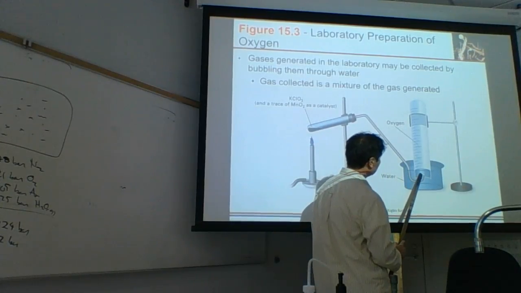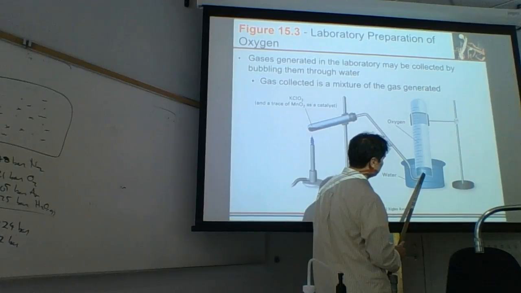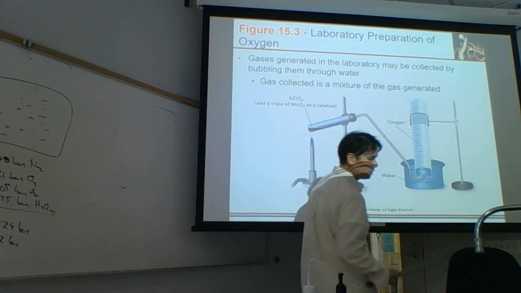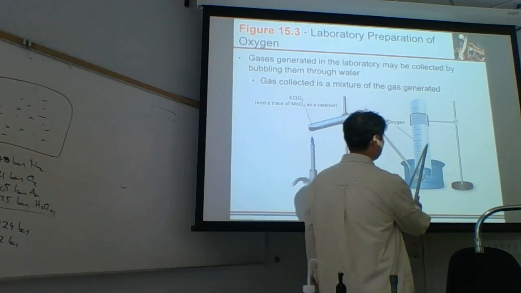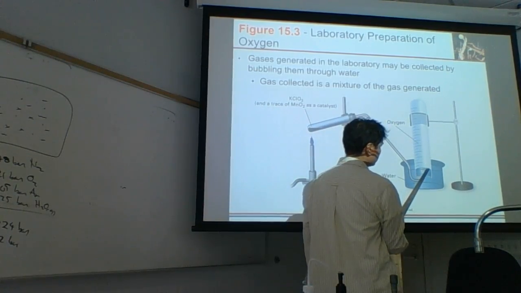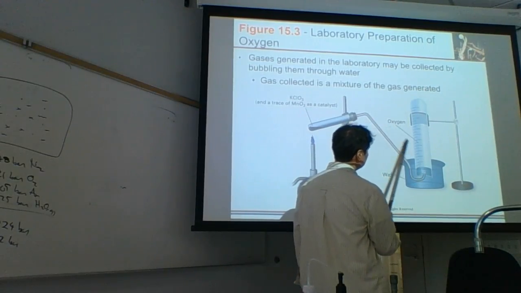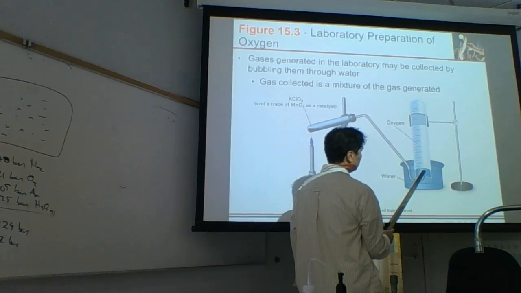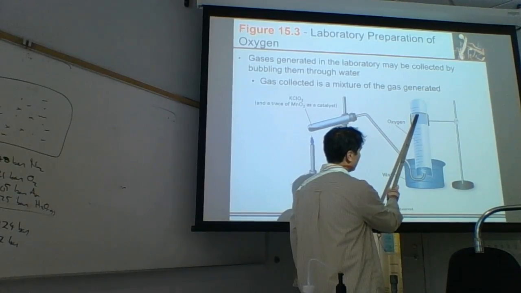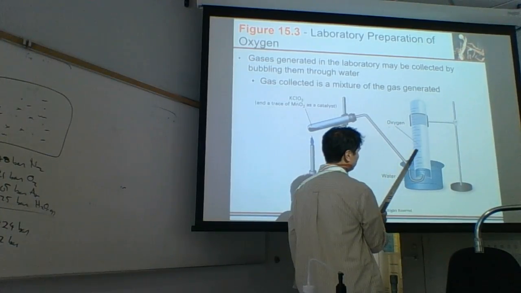So it's bubbled through water. But if you bubble a gas through water, you're going to saturate it with humidity, saturate it with water vapor. It's like an indoor swimming pool. You go to an indoor swimming pool, the air around the swimming pool is saturated with water vapor, so it's at 100% humidity. So we assume the oxygen trapped in here is at 100% relative humidity. Therefore, this is not pure oxygen gas. This is a mixture of oxygen and water vapor.